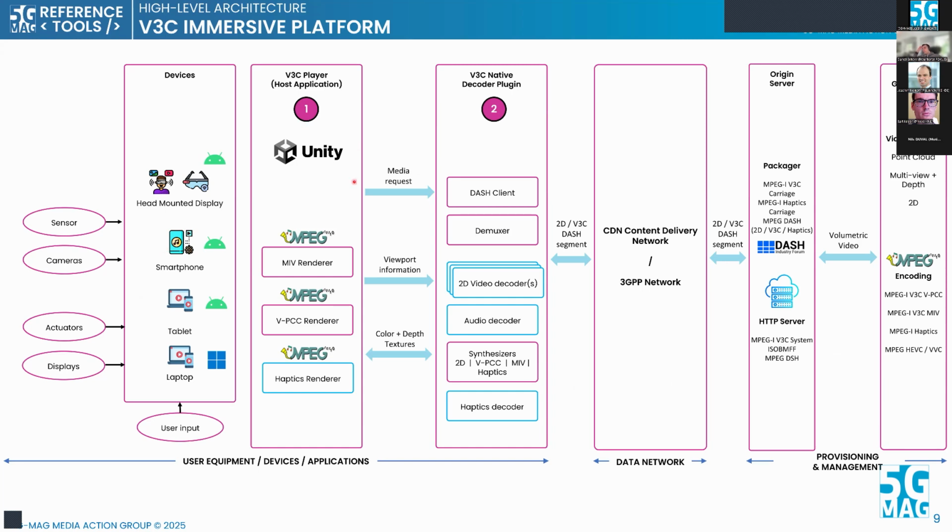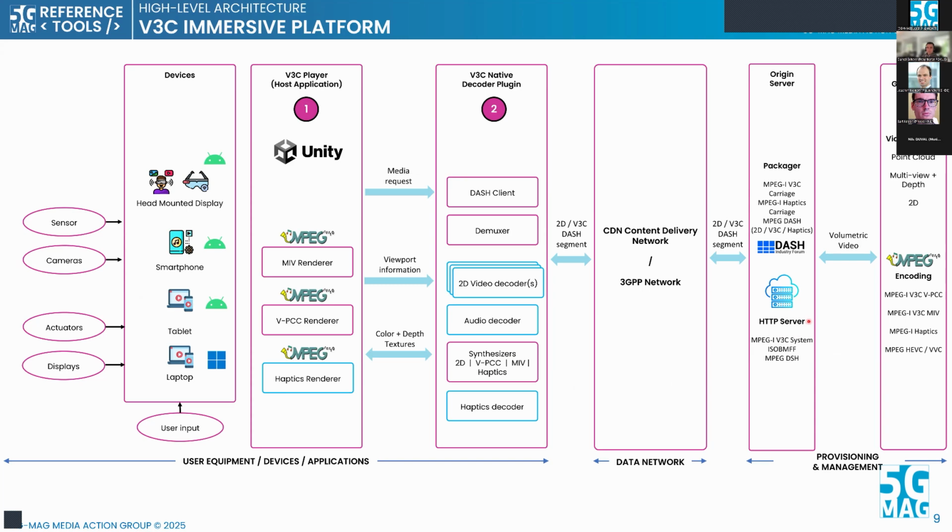You have this Unity player that communicates with this decoder plugin, and this decoder plugin does not depend on Unity, so it could also be used in other situations where you don't want to use Unity. It can communicate with the network. Then you can have the HTTP server. We tested the HTTP server that is available in 5G Mac, and it also works for the V3C implementation.